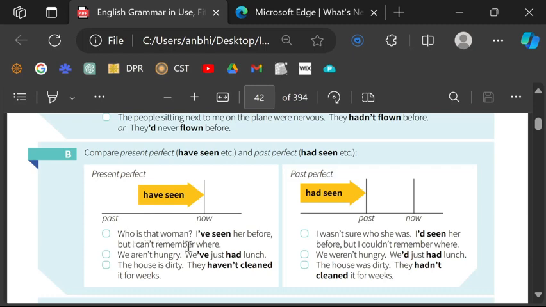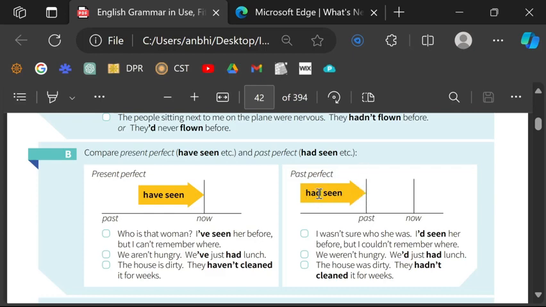But I cannot remember where. Something, I have seen her in the past, but before now. I have seen her before. Okay? But I wasn't sure who she was. I was not. You see, this is past. I was not sure. This is this moment in time, you see. I wasn't sure who she was.